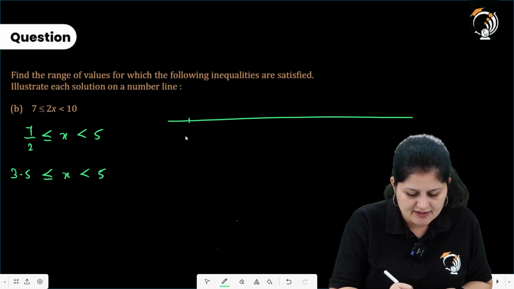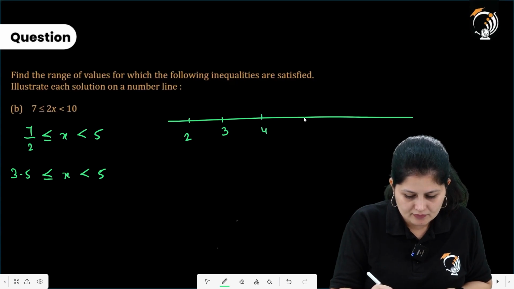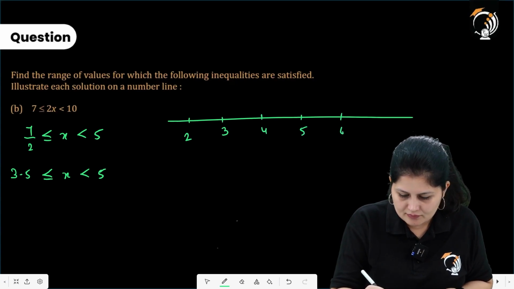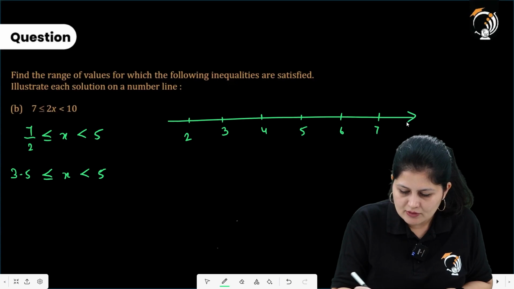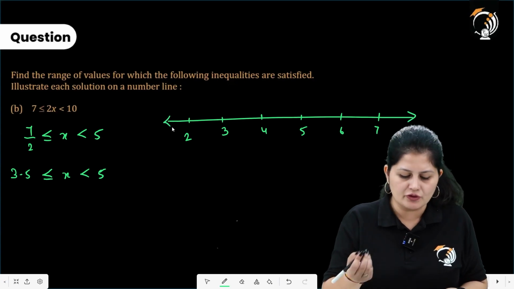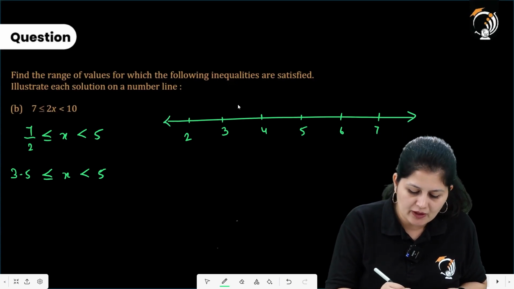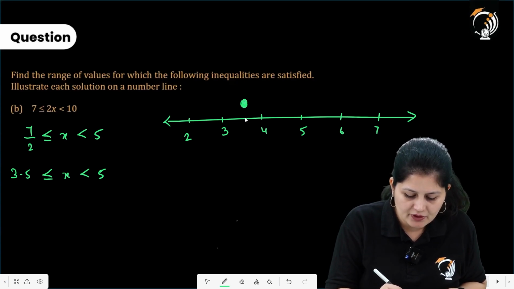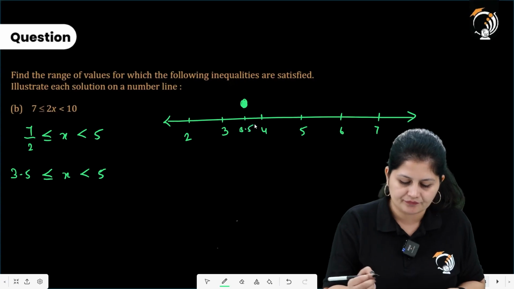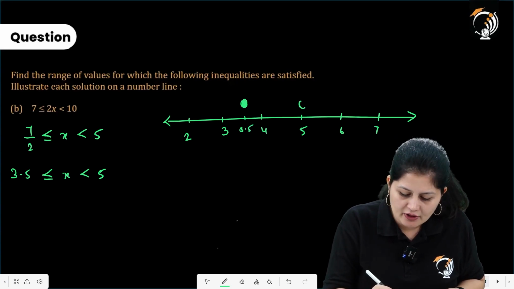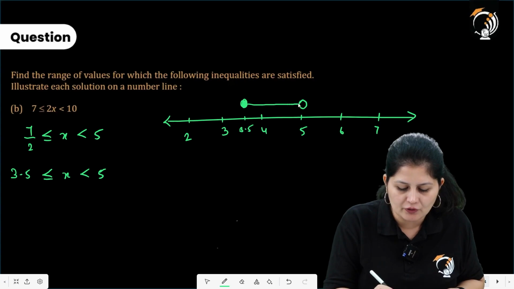So we will have it as, I am making it freehand for now, but you are going to use your scale for making it. 3.5 is included, so this is 3.5 here, while 5 is not included. So we are going to have a hollow circle here.